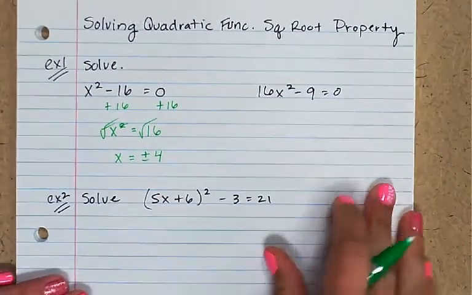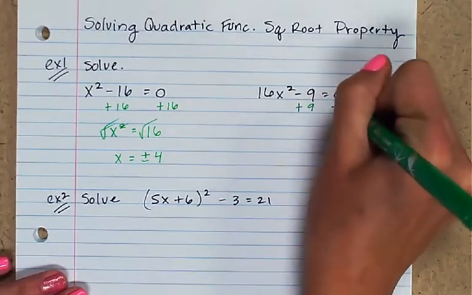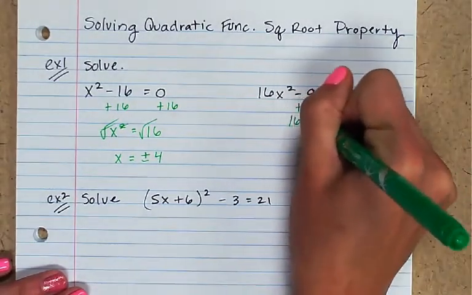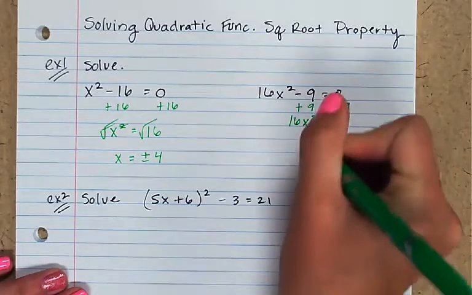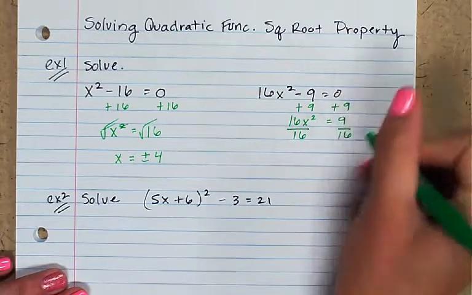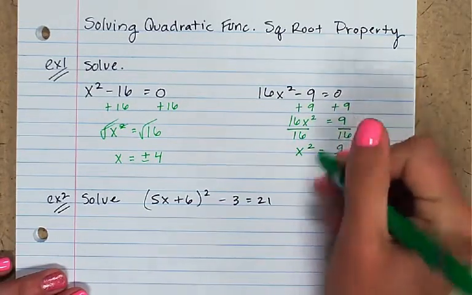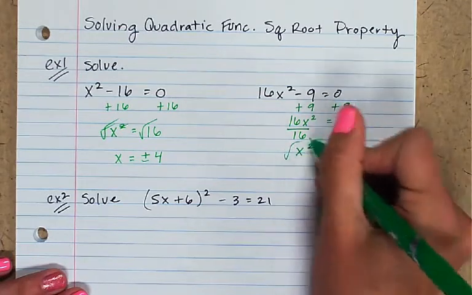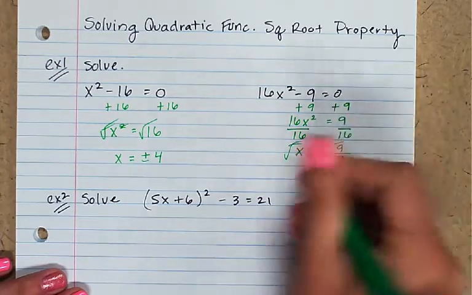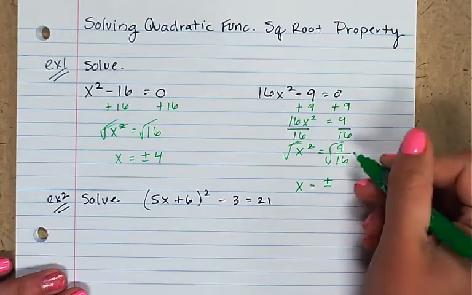This one, again, just solve like normal. It's just an x squared. There's no plain x. So I'm going to add 9. Divide by 16. And the very last thing, to undo the squared, we're going to square root both sides. When you square root both sides of an equation, you have to put a plus or minus in the front.